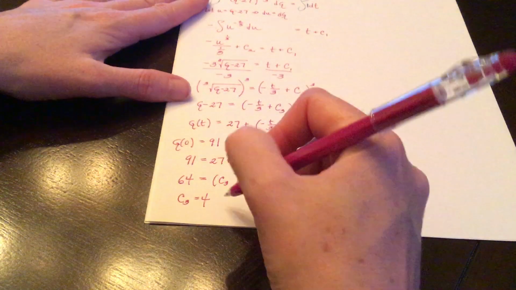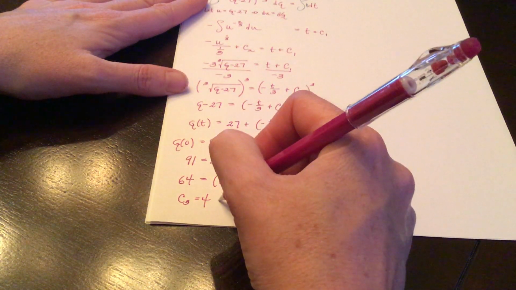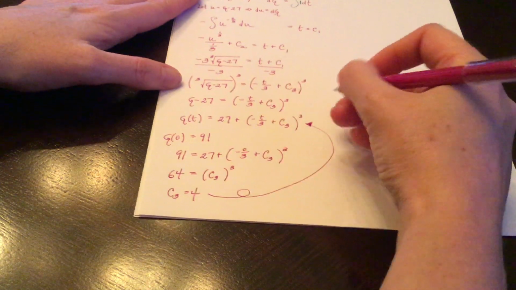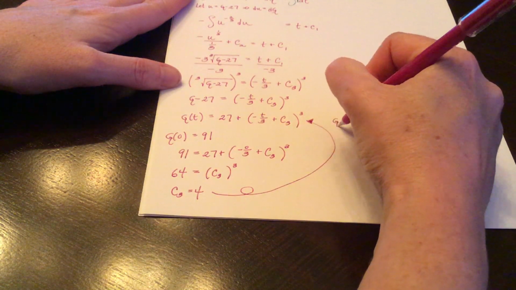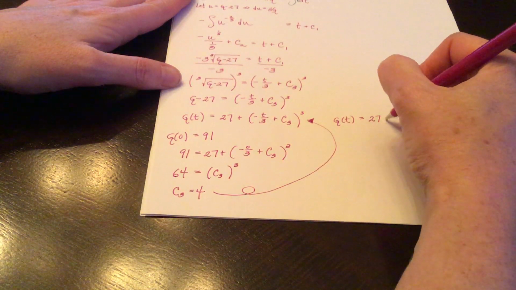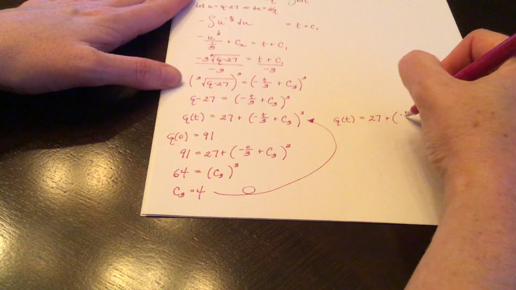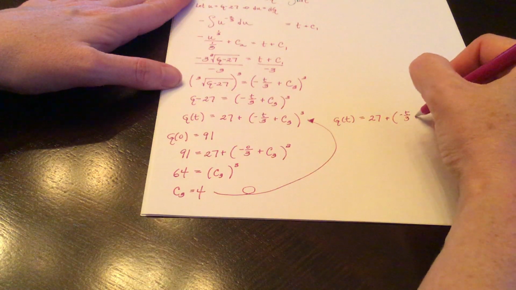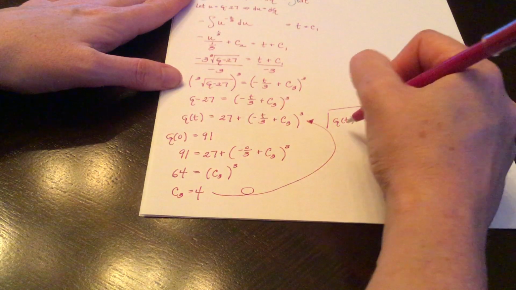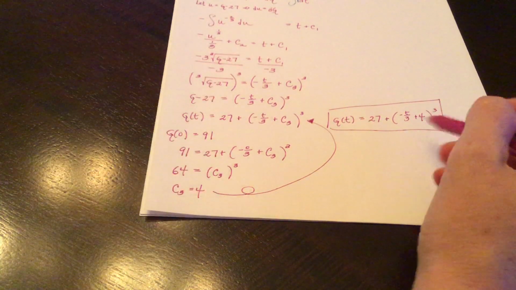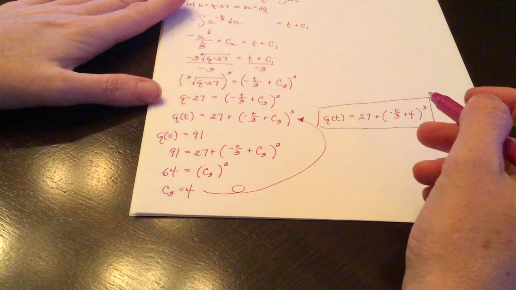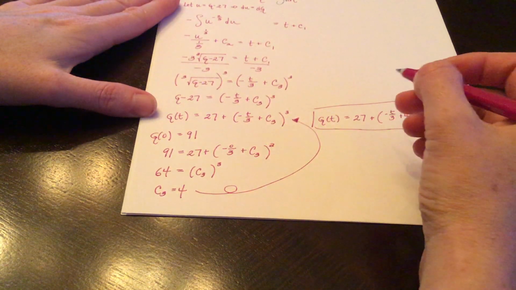Okay, now that we know what C3 is, I could take it back up to where I had g of t solved for. I just didn't know what that was, and so g of t, the particular solution, would be 27 plus the quantity -t/3 plus 4 cubed. This is something they were looking for. I know if you look at the scoring guidelines, they have this just algebraically manipulated. We're both equally correct.